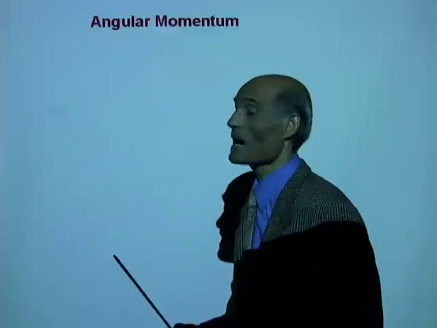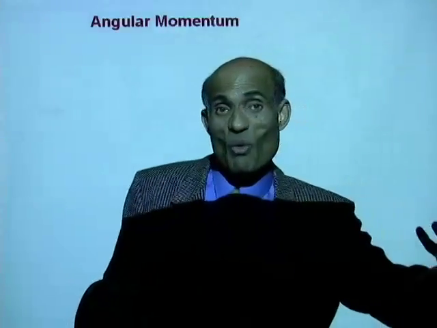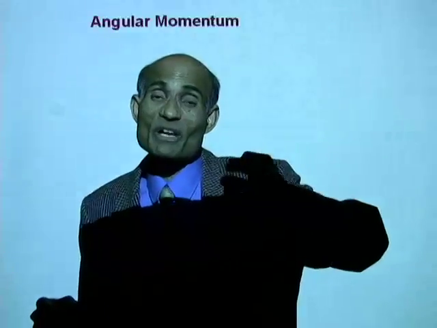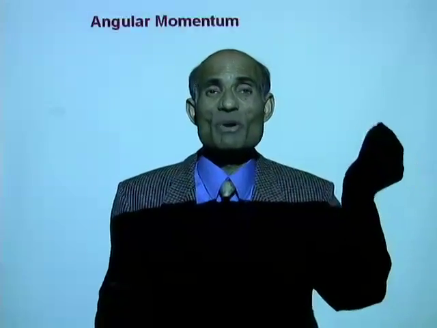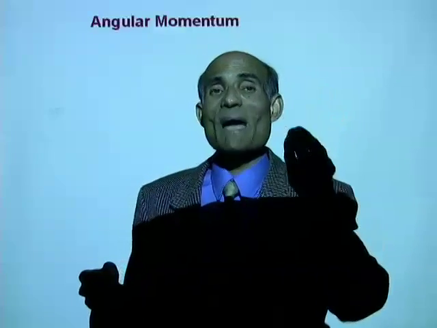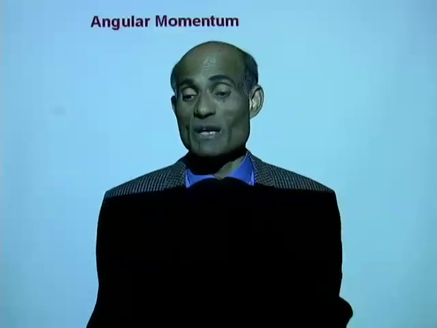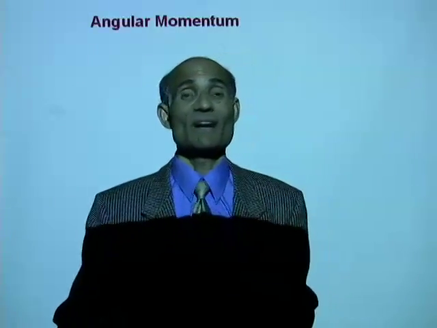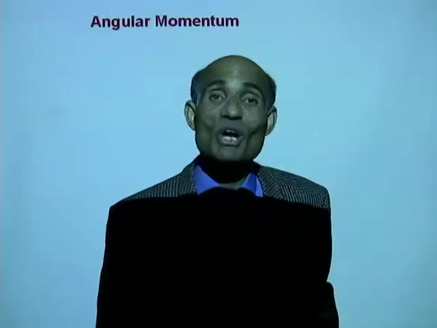All right, let's now talk about angular momentum. Notice we are picking one quantity after another, which we discussed in linear motion. In linear motion, we talked about linear momentum, and we represented it by P. P equal to mass times linear velocity, m times v. In the same way, an object in rotational motion has an angular momentum. Very important concept.